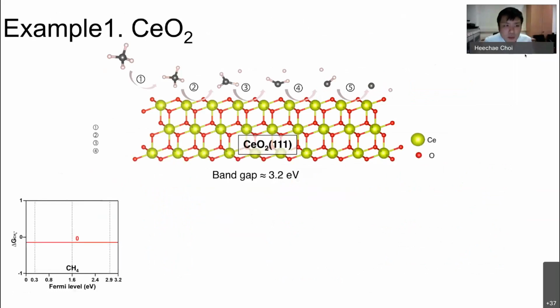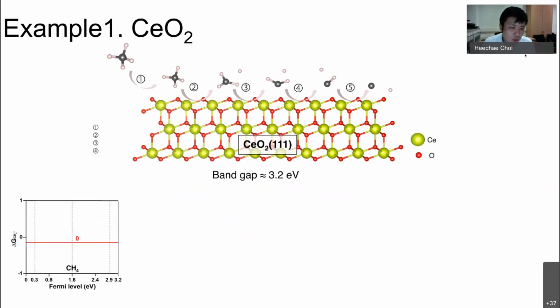So the first example is cerium oxide. This has a band gap of 3.2 electron volts. The reason why I started this work is that when it is doped with a p-type dopant, its catalytic reaction activity becomes much better than the pristine material. So this is why we started this.